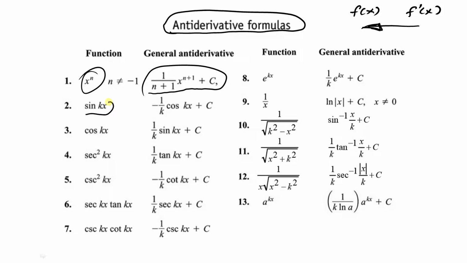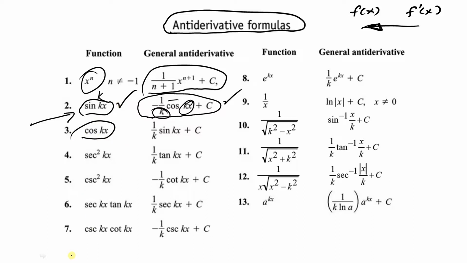The antiderivative of sine of kx would be minus 1 over k cosine of kx plus a constant. Notice that you're dividing through by k, where k is a multiplier on the x, and obviously the derivative of cosine is minus sine, and then using the chain rule, multiplying by k, you arrive that the derivative of the antiderivative is indeed sine of kx. The antiderivative of cosine of kx is 1 over k sine of kx plus c.